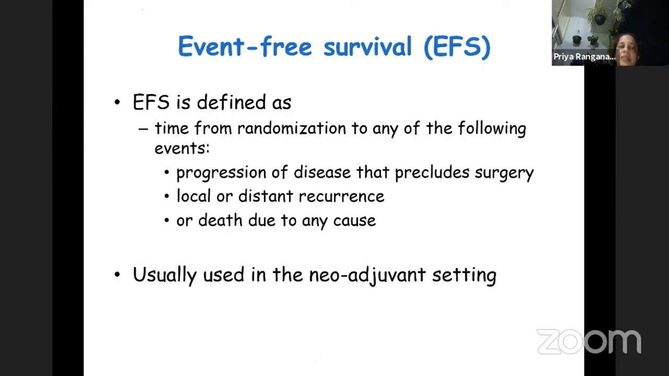Event-free survival is the time from randomization or start of the study to any of the following events: progression of disease that precludes surgery, if you're talking about the neoadjuvant setting, local or distant recurrence or death due to any cause. And event-free survival is usually used in the neoadjuvant setting, and that's because the patient has disease. So you can't really talk about a disease-free survival because he's never disease-free, right? So the patient has disease, and so you prefer to use the term event-free survival.